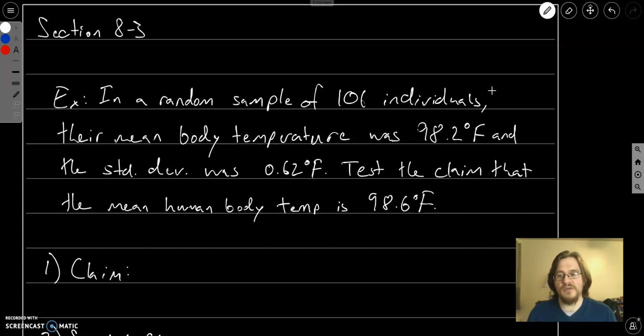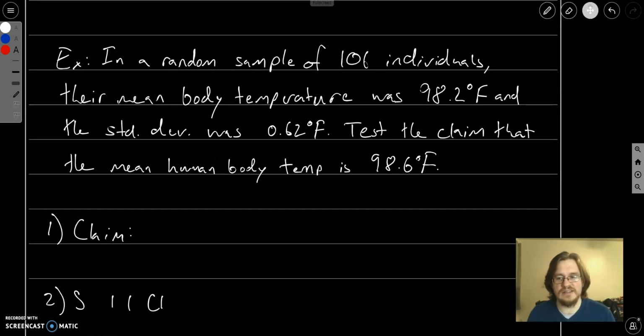So here we've got a random sample of 106 people, and their mean body temperature was 98.2 degrees Fahrenheit, and the standard deviation of their body temperature was 0.62 degrees Fahrenheit. So we want to test the claim that the mean human body temperature is 98.6, which is what sort of the common thing to say is.